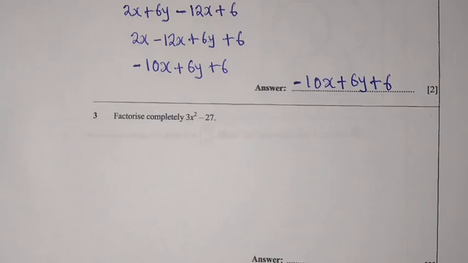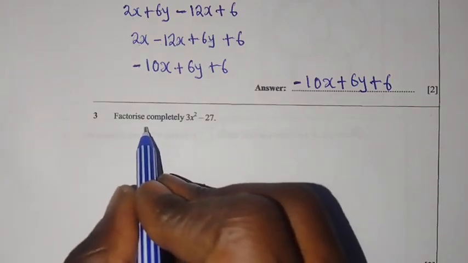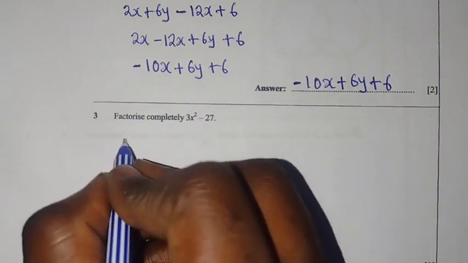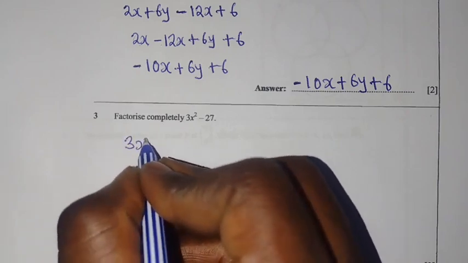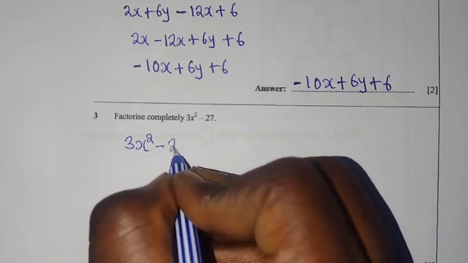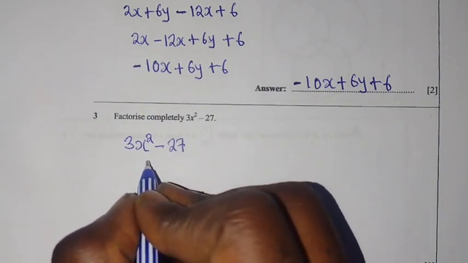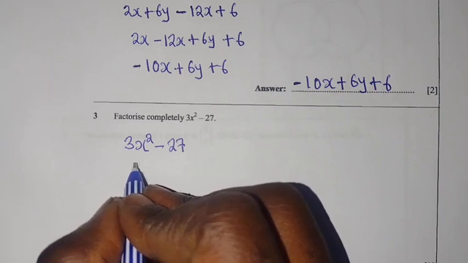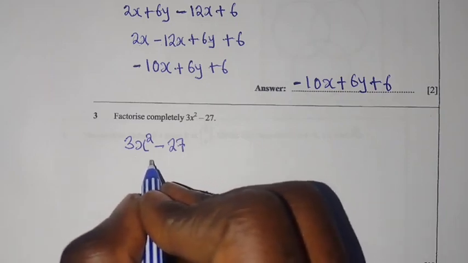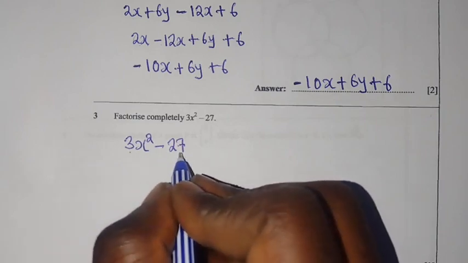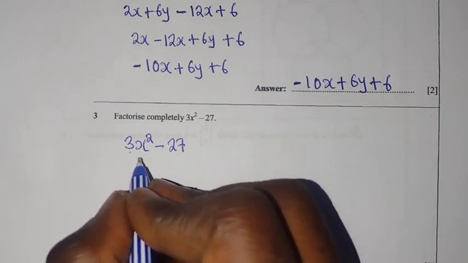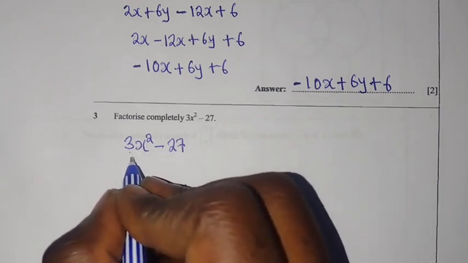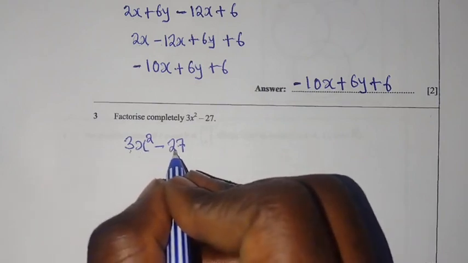All right, so this is our question 3. Factorize completely 3x squared minus 27. So they want us to factorize 3x squared minus 27. To factorize means you factor out the highest common factor of the numbers and the letters. We have a 3 here and a 27 in terms of the numbers. We have x here, and here we don't have a variable. So let's find the highest common factor of 3 and 27.